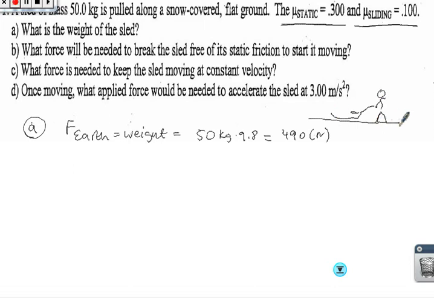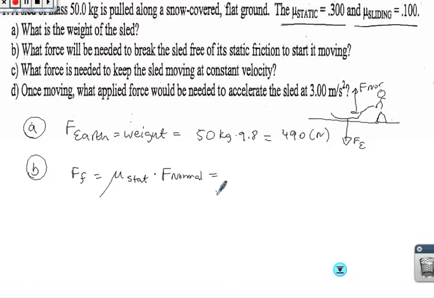Okay, what force is needed to break the sled free from move? So it's stationary. I want to make it move. So that's the frictional force holding it in place, mu static times force normal. Here we have a force of earth, and then we have a force normal that is up. So in this case, force normal equals force of earth. So we have to use mu static, which is 0.3, times force of earth, which is 490.